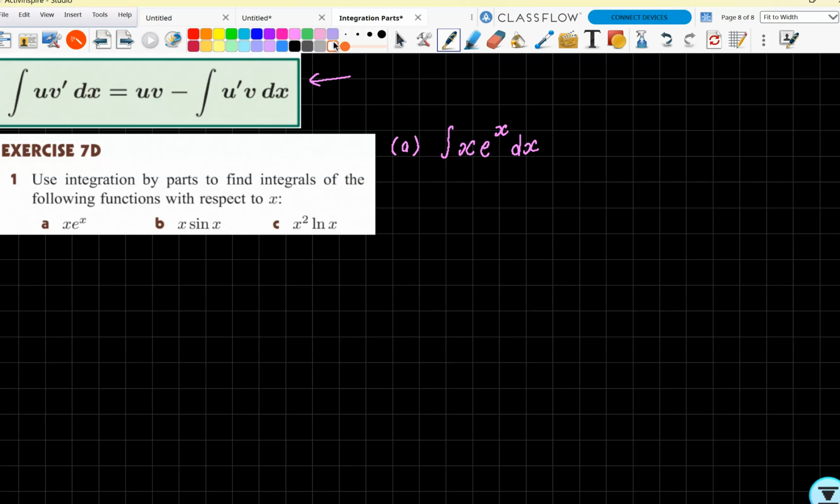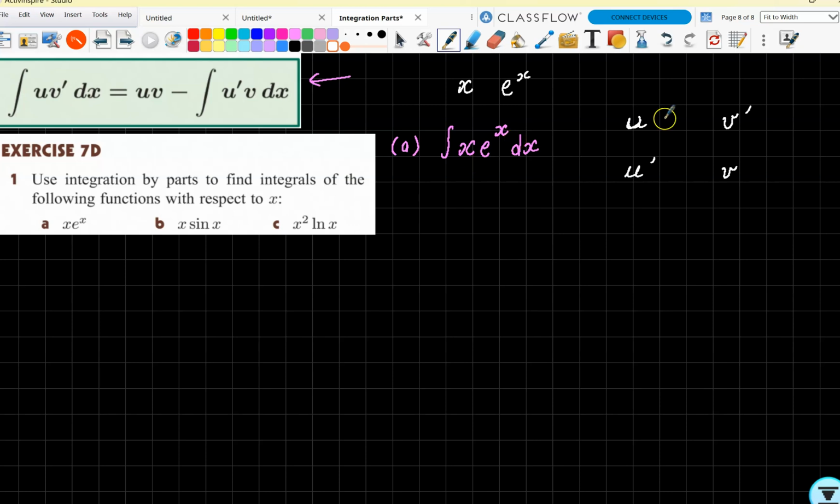So the first thing we're going to do is we can clearly see we've got two functions here. One function is x and the other function is e to the x. Now we have to assign, one's going to be the u function and we want to differentiate that one. So that should be a function that's going to be easily differentiable. And then we're going to have a v function that we are going to integrate. So obviously that one has to be easy to integrate. Now, when you've got x and e to the x, I think both of them would be quite nice.